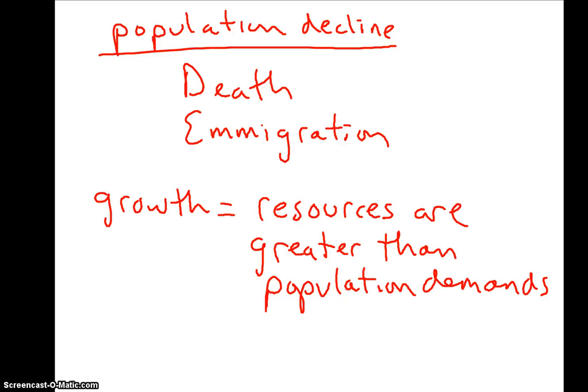If there's unlimited resources, they have what's called a very high biotic potential. They can increase their population very, very quickly. And there's other populations like elephants that even if they're given unlimited resources, their biotic potential is lower, so they're not going to increase as quickly.